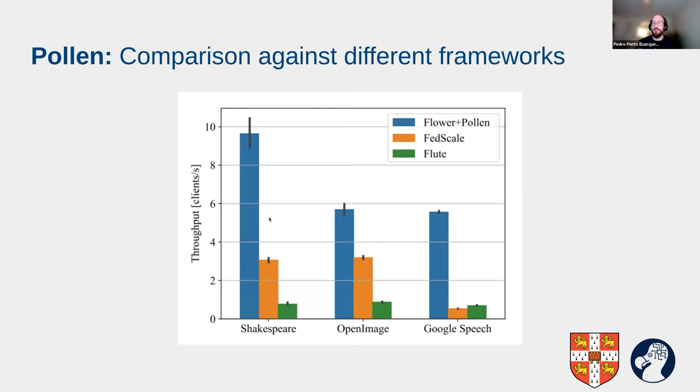And here, when we compare Flower plus Pollen against two of the most used frameworks other than Flower, meaning FedScale and Flute, here's where you can see the throughput that Flower plus Pollen can give you in these three data sets. You can see that if you use Flower plus Pollen, you can have up to a 3 to 5 times increase in the throughput. So your experiment will be 3 to 5 times faster just by using a smart way to assign virtual clients to different hardware. This shows why we need this time prediction and why we have to move away from the pull-based approach.